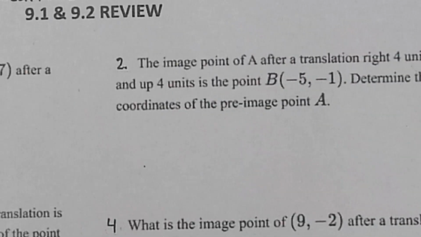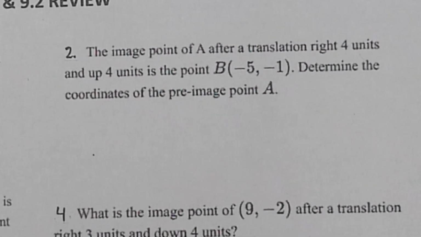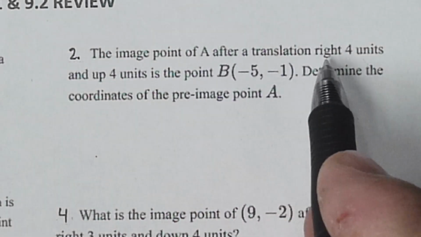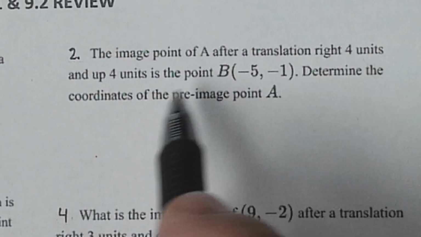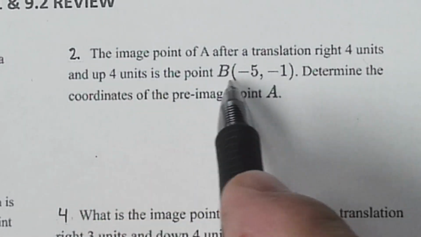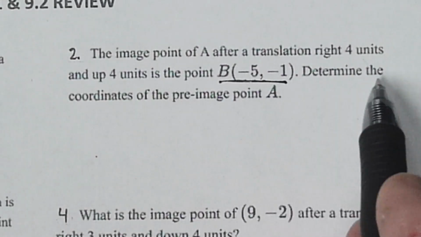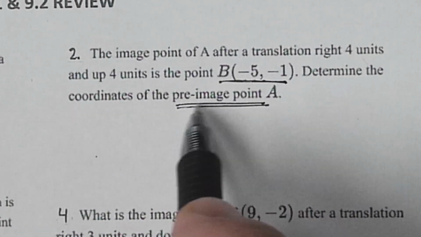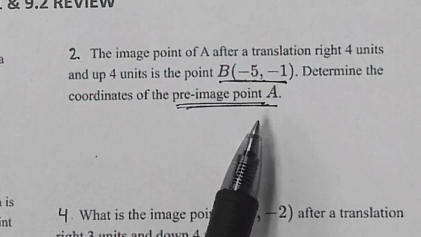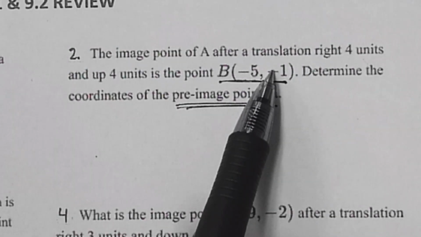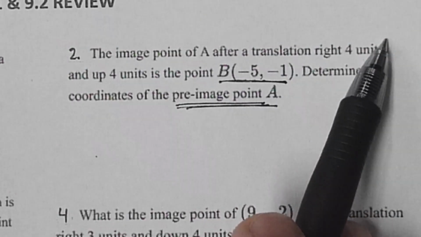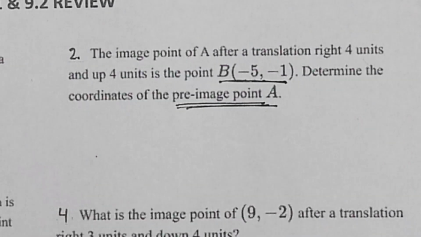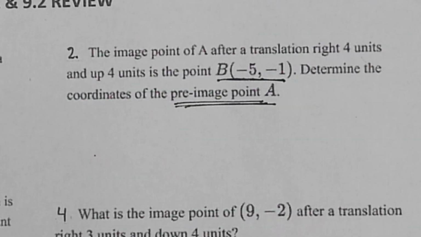For number 2, let's read this carefully. The image point of A after a translation right 4 and up 4 is point B. Find or determine the coordinates of the pre-image point A. So this time I gave you the answer, and I'm telling you this was the movement to get to this answer. Where did it originally come from?